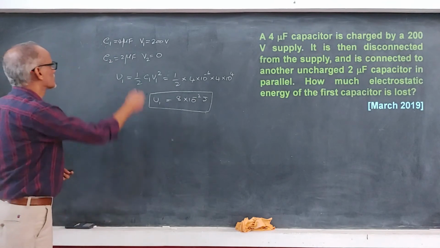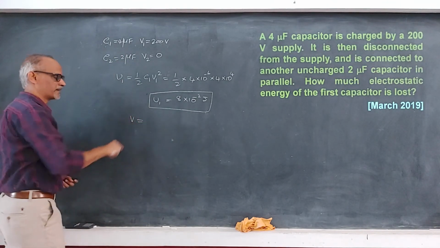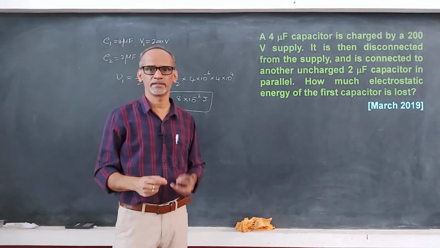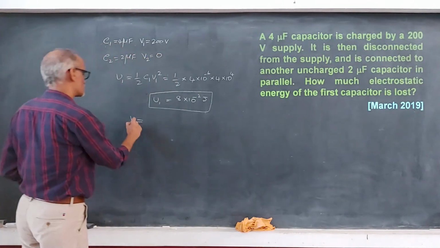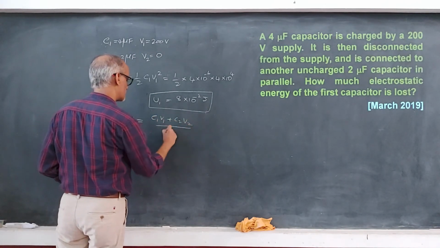Now we have to find the energy lost only by the first. So first let's find the common potential. Only then we can find the energy stored in each capacitor after they are connected in parallel. So what is the formula for common potential? C1 V1 plus C2 V2 by C1 plus C2.